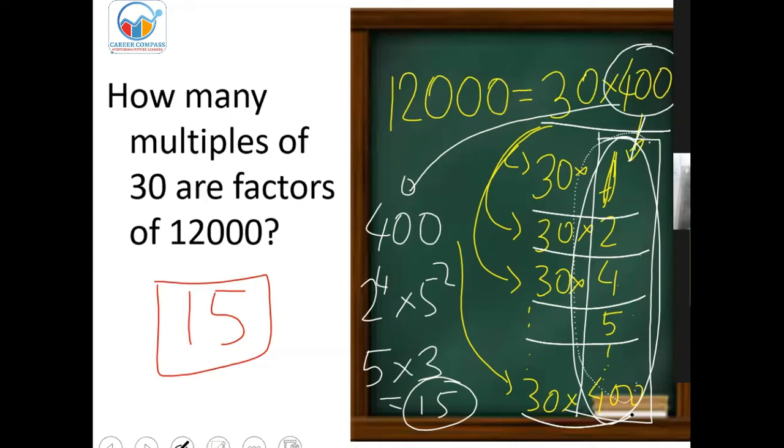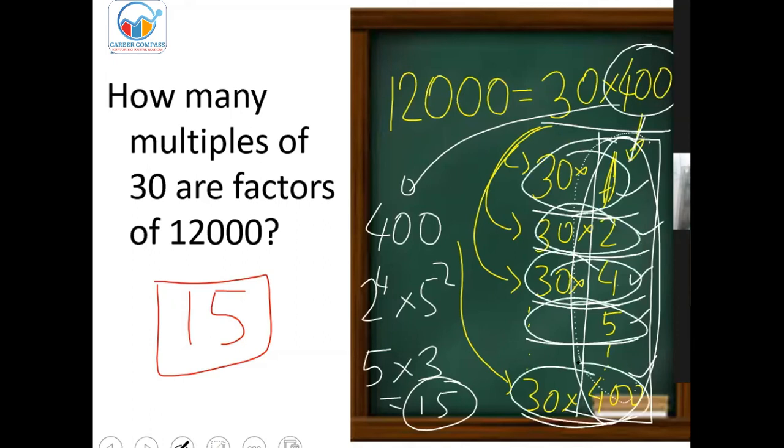Every factor of 400, that is 1, 2, 4, 5, etc. up to 400 itself, will be multiplied by 30 and produce a multiple of 30. And all those numbers, 30 into 1, 30 into 2, 30 into 4, 30 into 5, that way 30 into 400, will be factors of 12,000. So the question is, how many factors will 400 have? We are trying to find out the number of factors of 400.